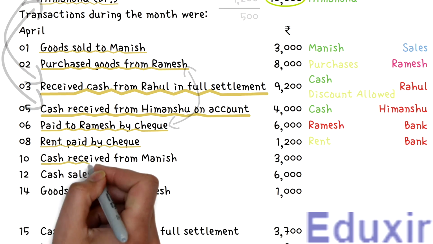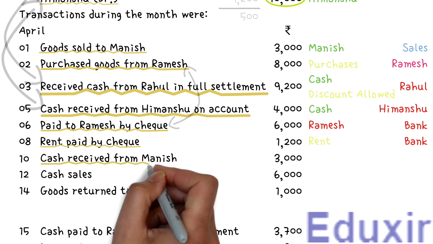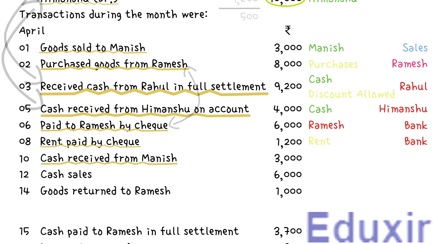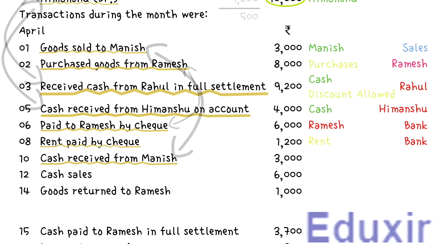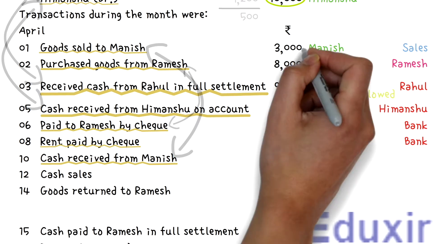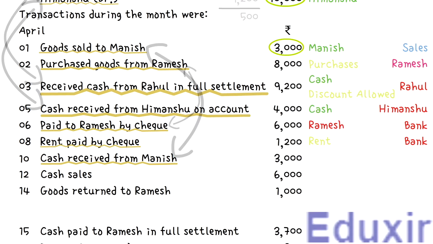In this transaction, the business has received a cash of 3,000 rupees from the debtor Manish. Note that this transaction is related to the transaction done on 1st April, wherein the business has sold goods worth 3,000 rupees to the debtor Manish. Manish is now paying all the amount he owed to the business. So, there is no discount involved.